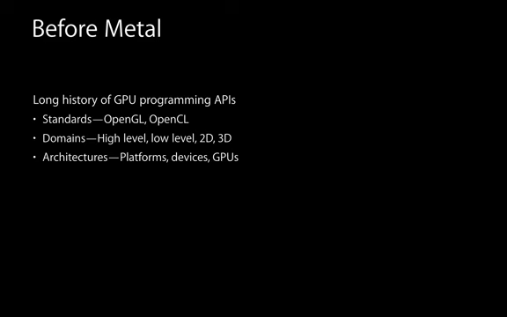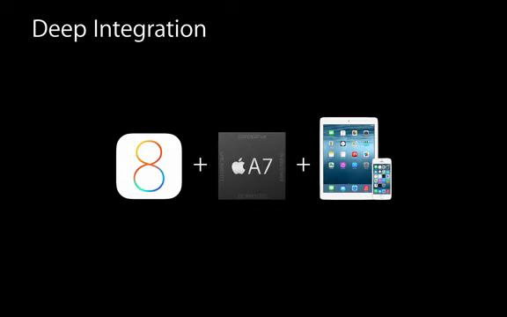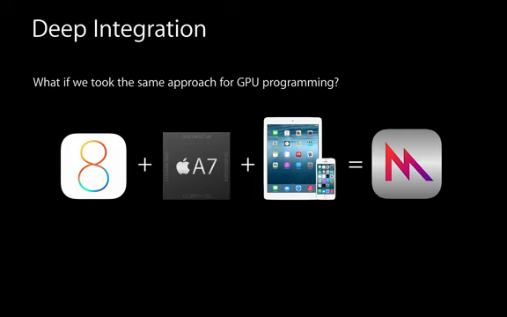And during all this time, as we were supporting all of this variety, we realized that there was something pretty fundamental missing from all of these APIs. And that was the level of deep integration that Apple brings to its products. Now, Apple, as you know, provides the operating system, the hardware, and the products as a complete package. They're designed to work together seamlessly. And so we thought to ourselves, what if we could take the same approach to GPU programming that we take to our products as a whole? If we could build these to work seamlessly, we knew we could do the same for GPU programming. And that's what we've done with Metal.